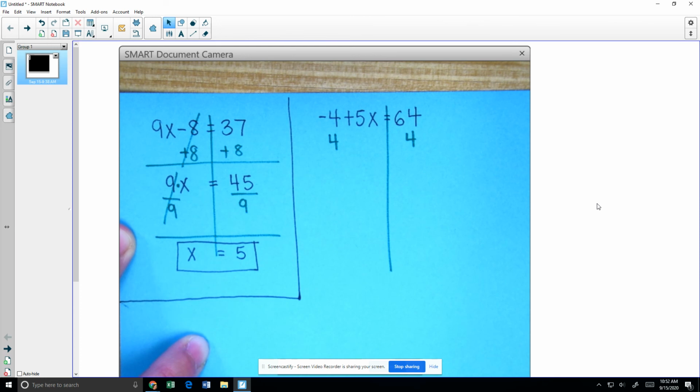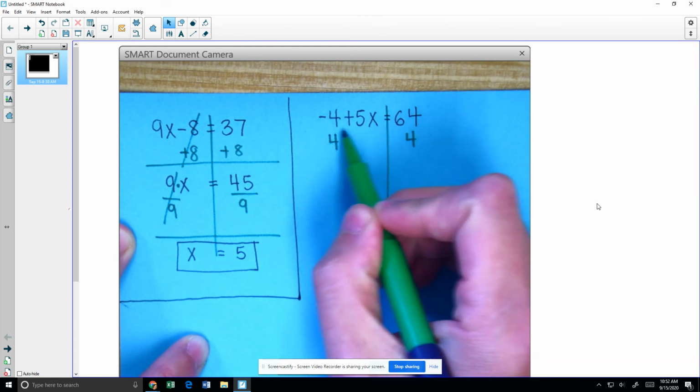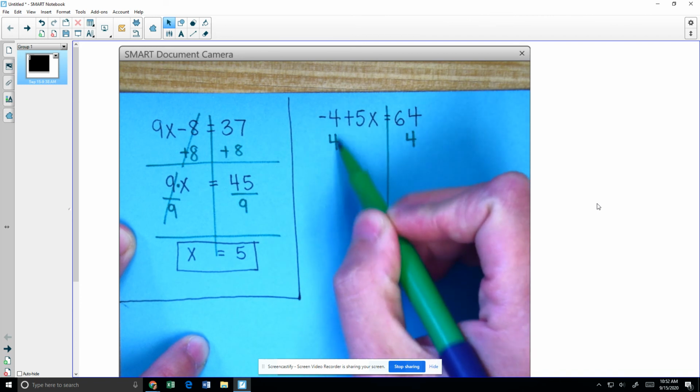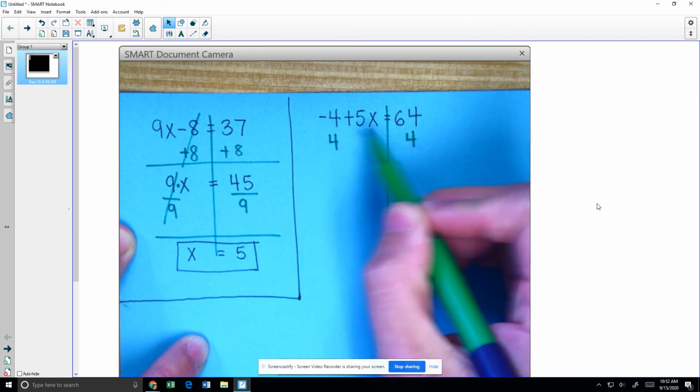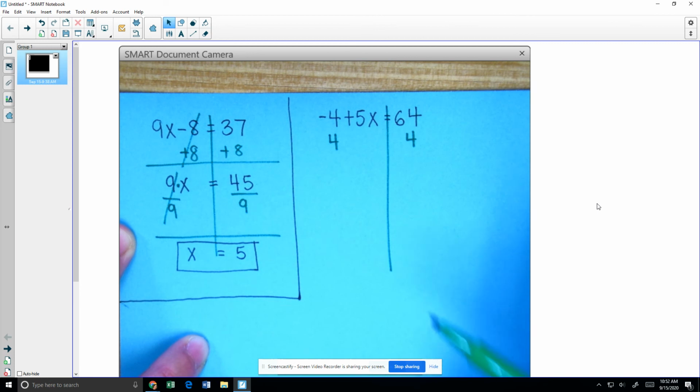Jose says divide the 4. Okay, so if we divide, 4 divided by 4 is 1. I get 1 left over on this side. I don't want 1 because I want x by itself. I want nothing.